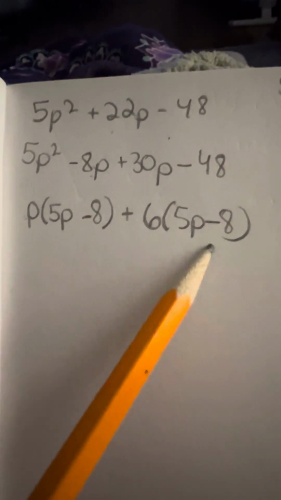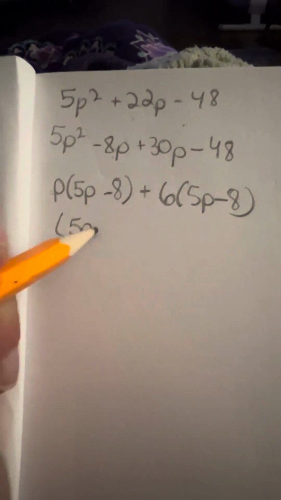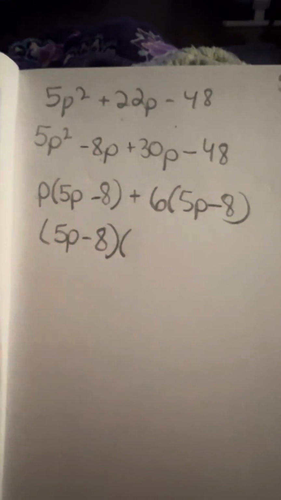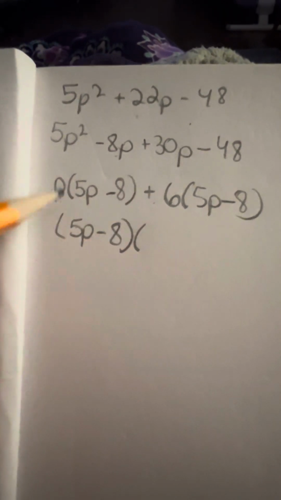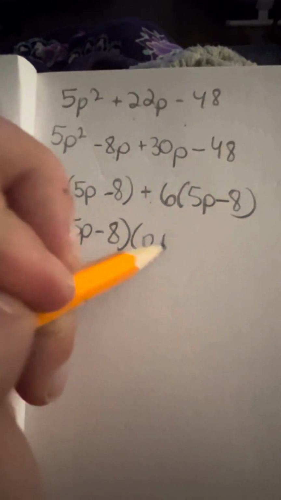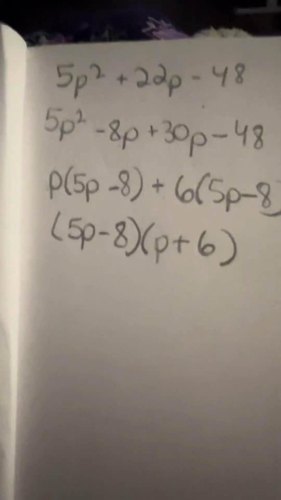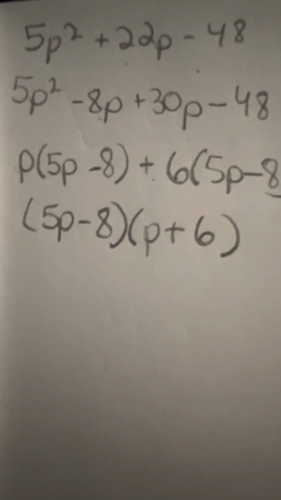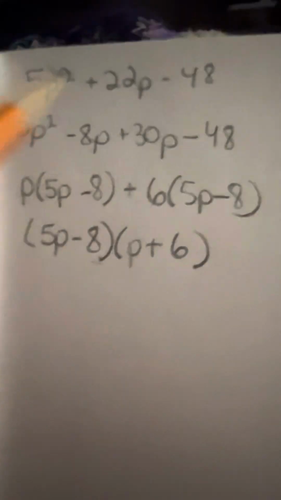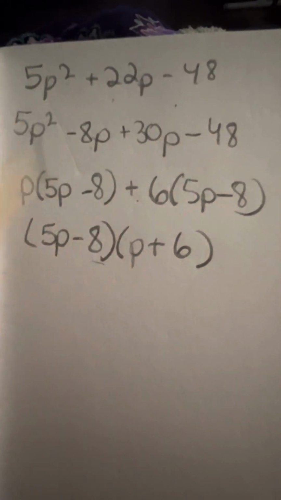So as you can see, we have a 5p minus 8 for both of them. That is going to be one of my binomials. And then my other binomial is the two items that I have outside of the parentheses, so p plus 6. That would be my factored set of binomials in order to get this trinomial from this.